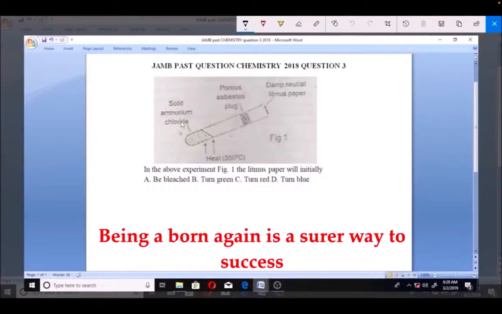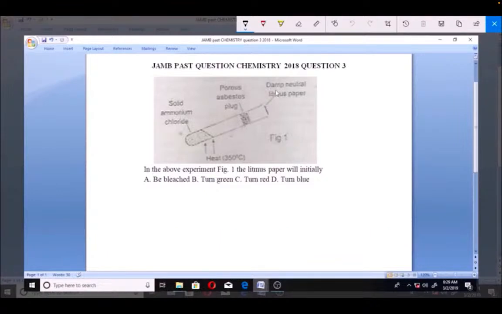So this is the actual experiment in Fig 1. This is a damp neutral litmus paper. It is placed on top of this tube, and this is a porous asbestos plug. Right inside this tube, we will have solid ammonium chloride, and it is being heated to a temperature of 350 degrees Celsius. So when you heat this ammonium chloride to this temperature, it will release ammonia gas.